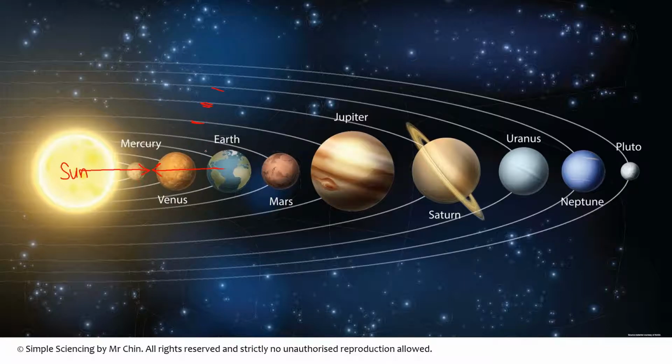Another example is the Earth and the Moon. The Moon also pulls the Earth towards it, and the Earth pulls the Moon towards it. So the Moon will orbit around the Earth.